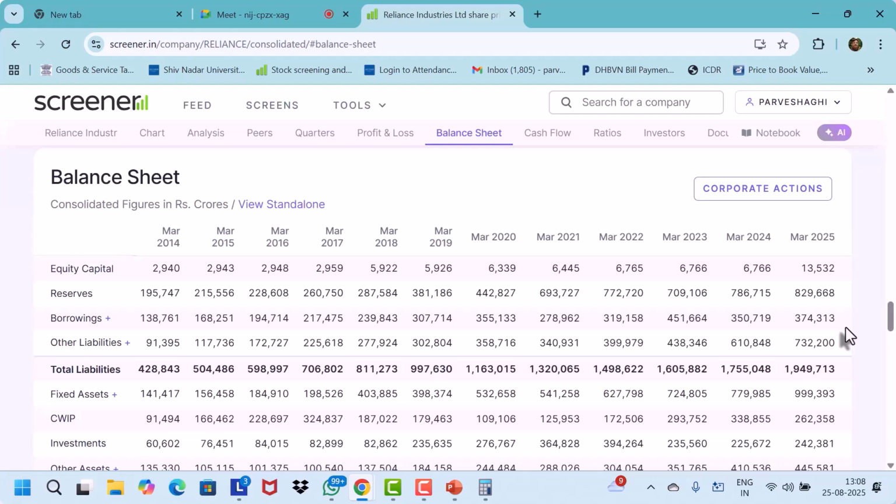So 8,29,000 crores is the retained profit, the share premium, and some other reserves. We're going to talk about those other reserves later on. So this is 8,29,000. Okay, let's go to the chart again.